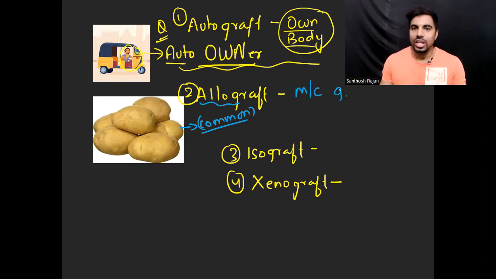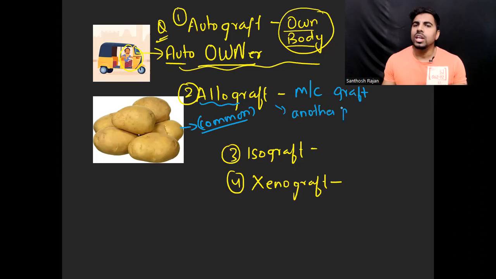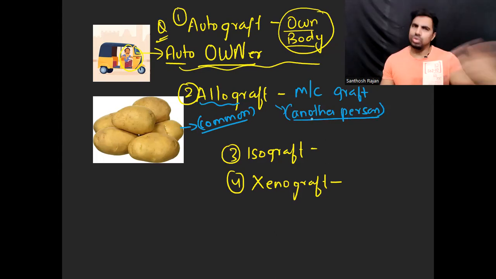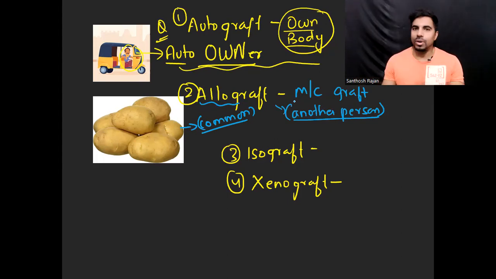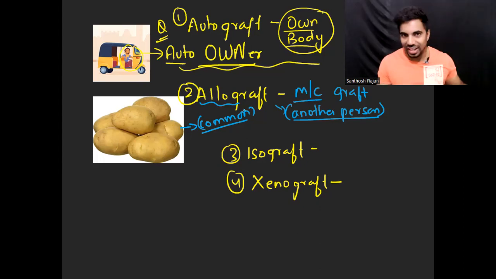Allograft. Allo means from another person, not necessarily twins, not necessarily identical. You're just taking a graft from another person and putting it in. Bone marrow, whatever, that's usually what we transplant. This is the most common graft. Remember, this is important. Own body is autograft, but that's not the most common one. Allo is the most common one, it is everywhere.